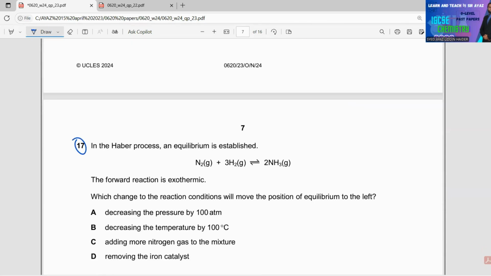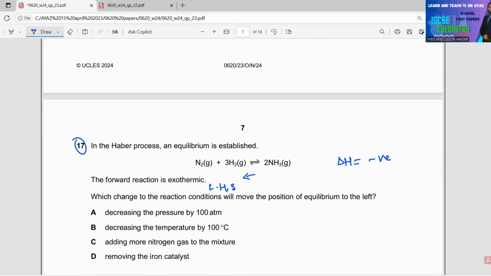17. In the Haber process, an equilibrium is established. Here's the reaction equation. The forward reaction is exothermic, which means the sign for delta H must be minus in the forward direction. Which change to the reaction conditions will move the position of equilibrium to the left? They are saying you want to move it to the left, meaning to the reactant side.